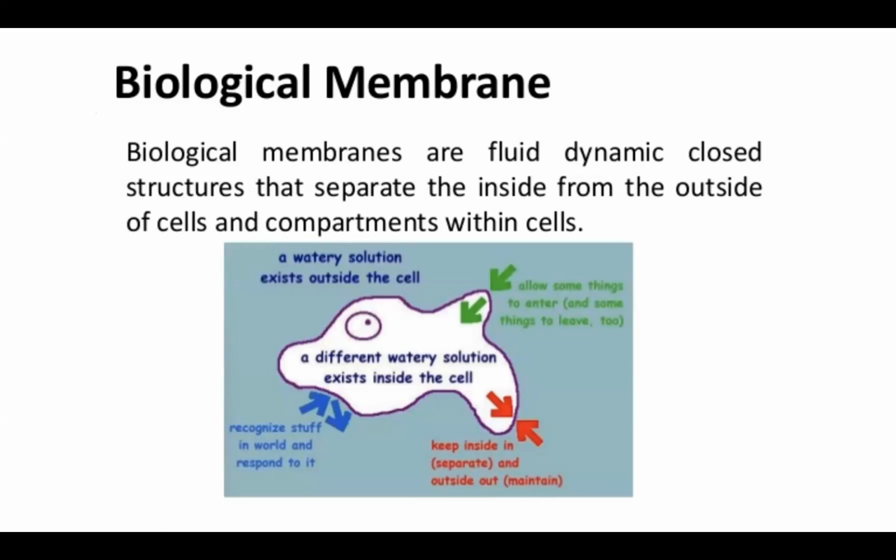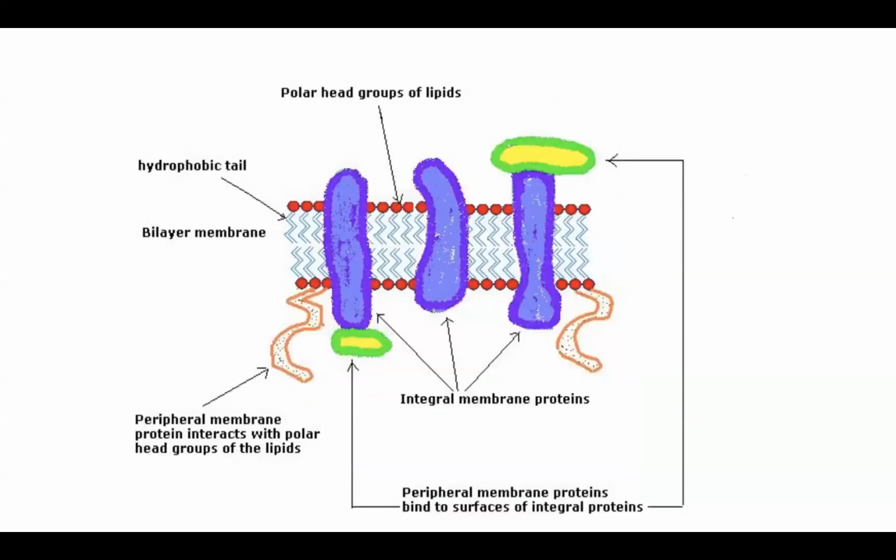Again, I mentioned already that biological membranes are fluid, dynamic structures that are considered to be closed. There's a clear separation between the inside of the cell and the outside of the cell. The main function of that biological membrane as a closed system is that it's going to regulate what's able to enter and leave the cell. We've talked a little bit already about that bilayer structure, where we've got those polar heads and those non-polar hydrophobic tails, creating that phospholipid bilayer.